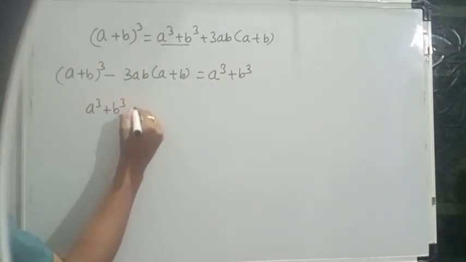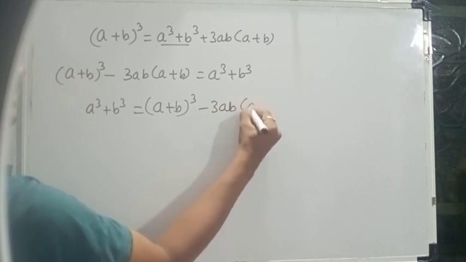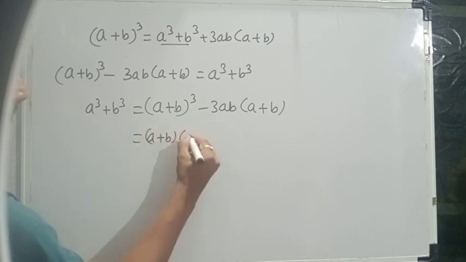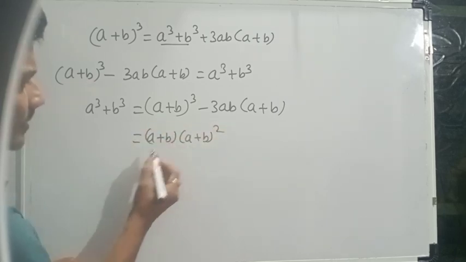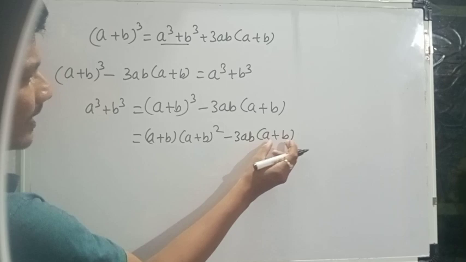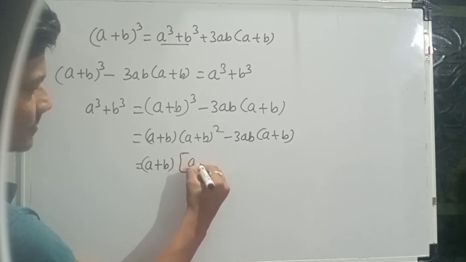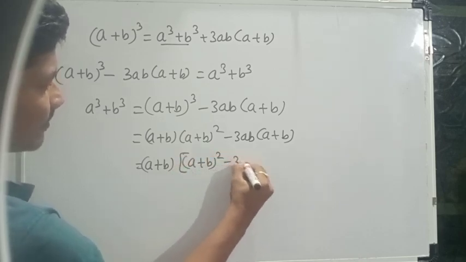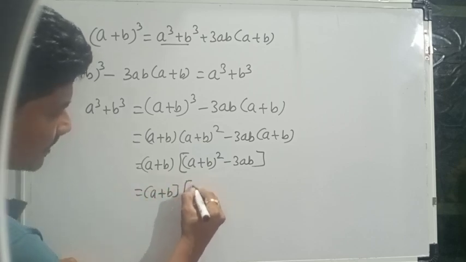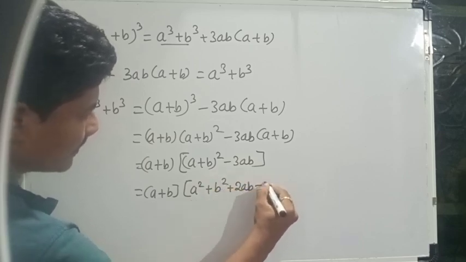Now a cube plus b cube is equal to (a plus b) cube minus 3ab into (a plus b). This (a plus b) cube can be written as (a plus b) into (a plus b) square, because it again becomes (a plus b) cube only, minus 3ab into (a plus b). I take a plus b as common here and write the remaining terms: (a plus b) square minus 3ab, (a plus b). (a plus b) square is equal to a square plus b square plus 2ab, minus 3ab.